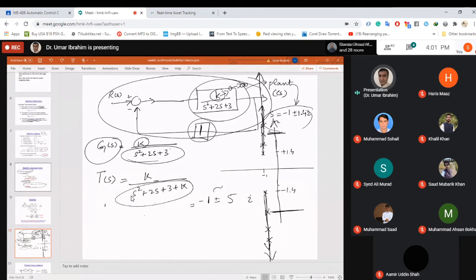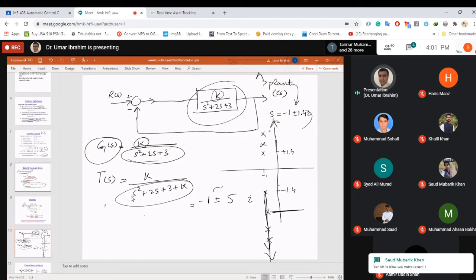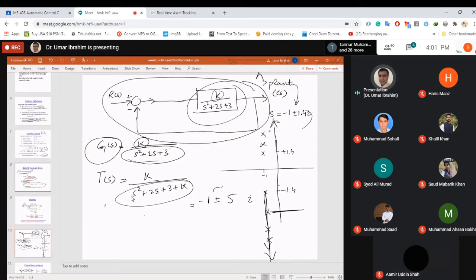Now, even if the plant is stable by itself, and you place this stable plant transfer function in a closed loop system, and then change the value of k, the response of the total system may become unstable for certain values of k.